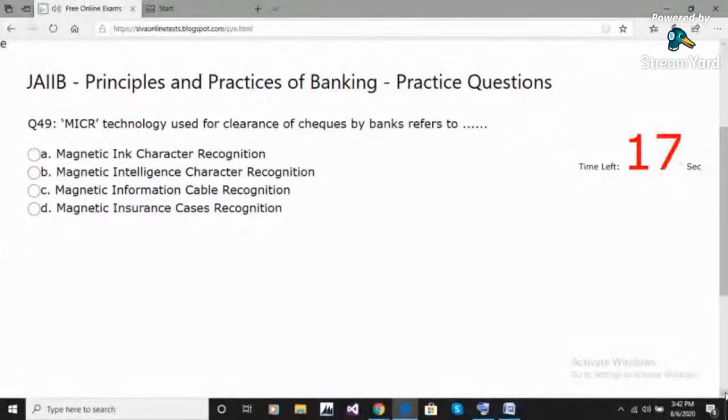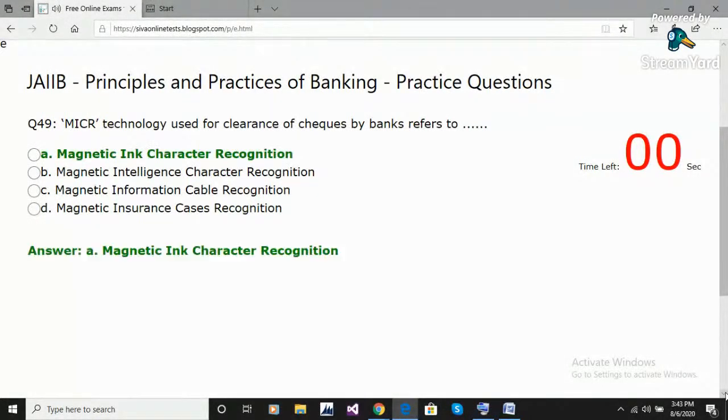Question 49. MICR technology used for clearance of checks by banks refers to. Option A. Magnetic ink character recognition. Option B. Magnetic intelligence character recognition. Option C. Magnetic information cable recognition. Option D. Magnetic insurance cases recognition. Answer A. Magnetic ink character recognition.